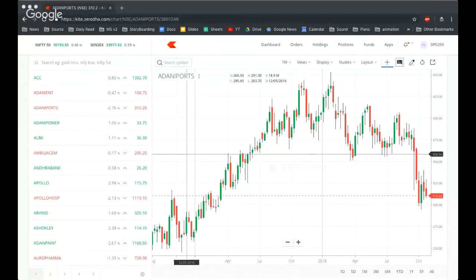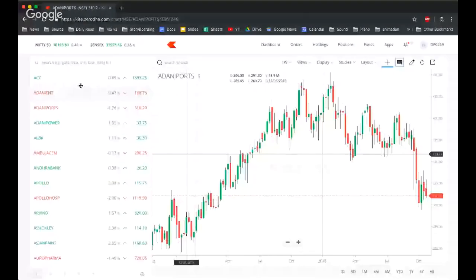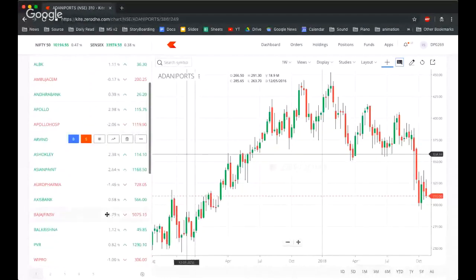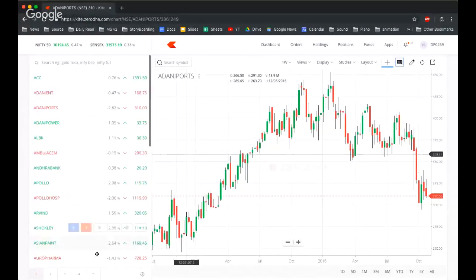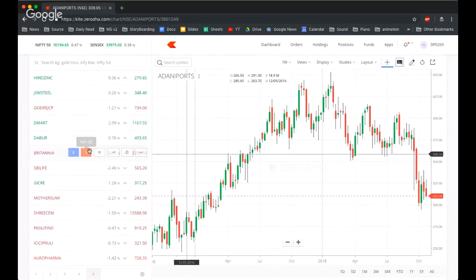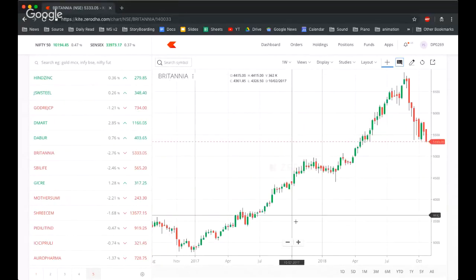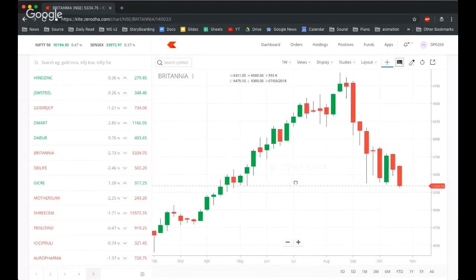Okay, now I have to show you candlestick examples. So let's start with Britannia. So I have Britannia right here. Let's open it up. Okay, Britannia weekly. Now you guys need to do a little bit of work now.